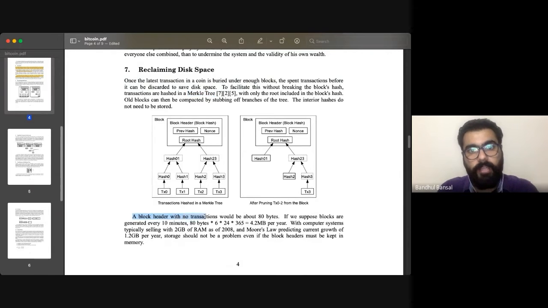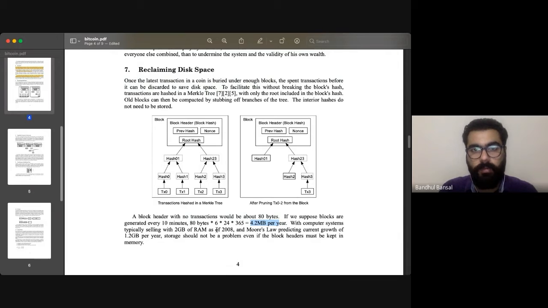A block header with no transactions would be about 80 bytes. So if we suppose the blocks are generated every 10 minutes, that is about 4.2 MB per year, right? And this is the amount if we consider only block headers. We do not consider the Merkle tree, we only consider the root hash, not the Merkle tree supported by the root hash. Then only this much amount of space is needed.